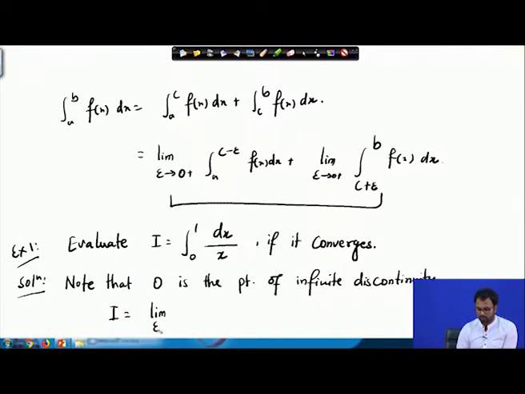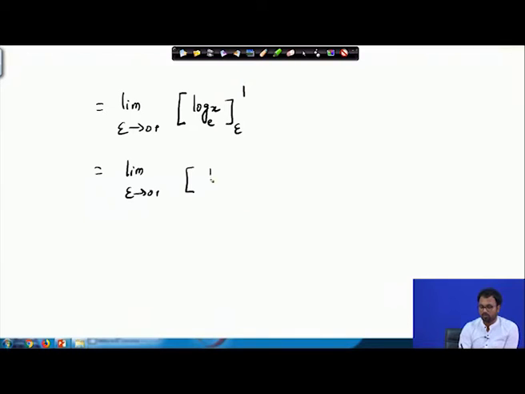as limit epsilon goes to 0 positive, integral from 0 plus epsilon to 1 of dx by x. Then this will be limit epsilon goes to 0 plus, and the integral of 1 by x is log of x to the base e, from epsilon to 1, and then this can be written as limit epsilon goes to 0 positive log of 1 to the base e minus log of epsilon to the base e.